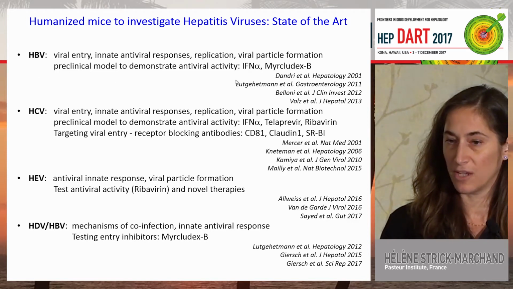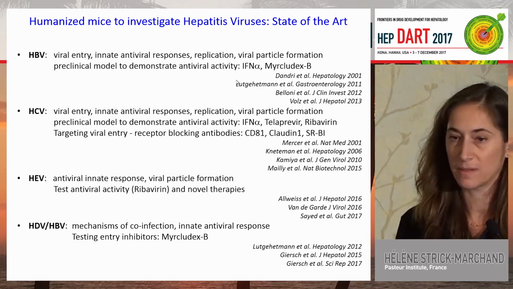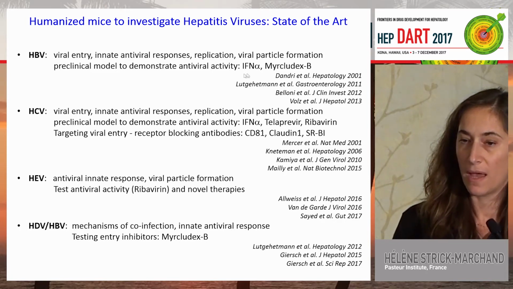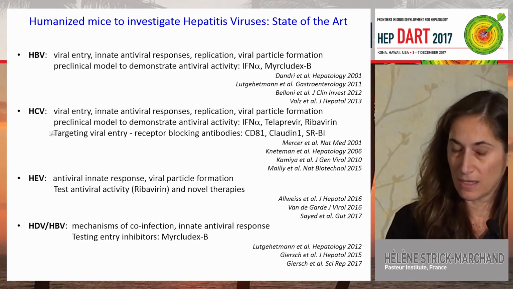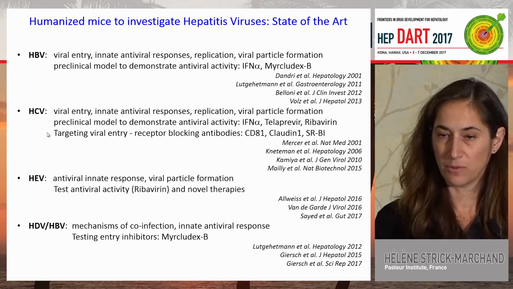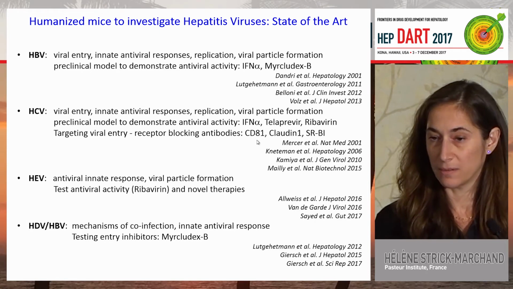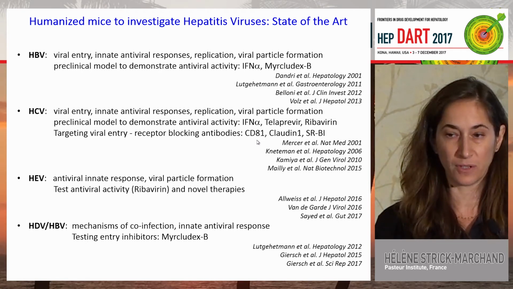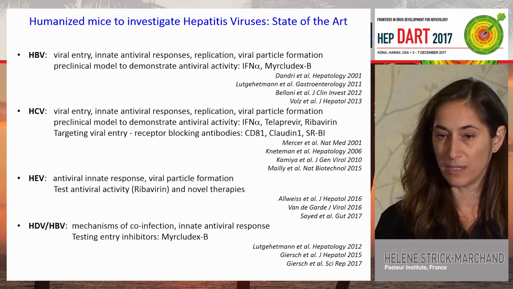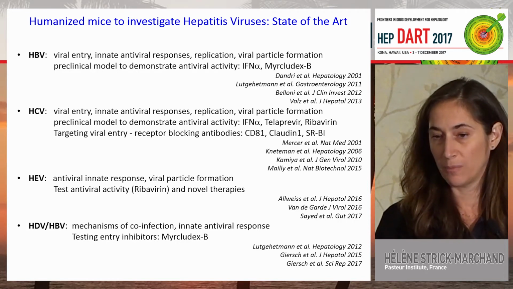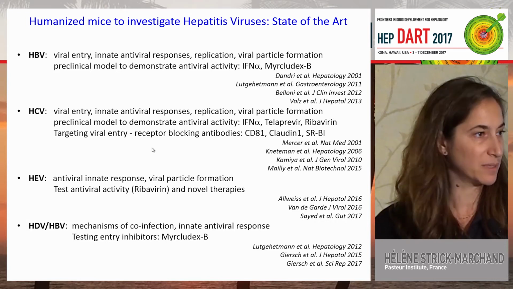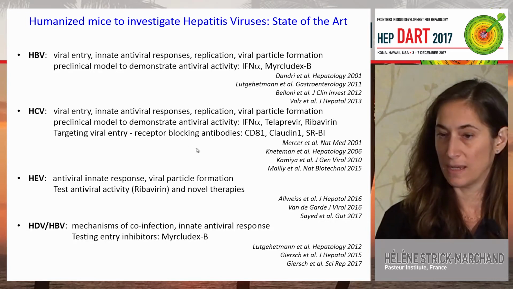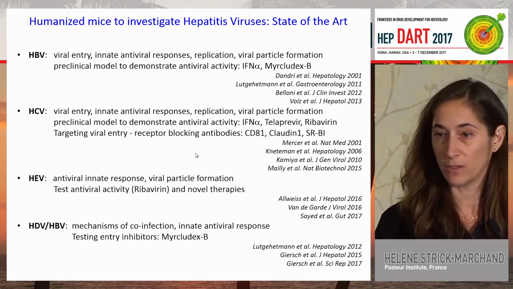So in case of HBV, we've already heard some of the studies that have been described by Maury Dandri's group and others. In the case of HCV, these animal models have been able to test different antivirals such as interferon, telaprevir, ribavirin, and more recently, they've been able to determine whether receptor-blocking antibodies can be efficient, such as CD81, Claudin-1, and the SR-B1 group.